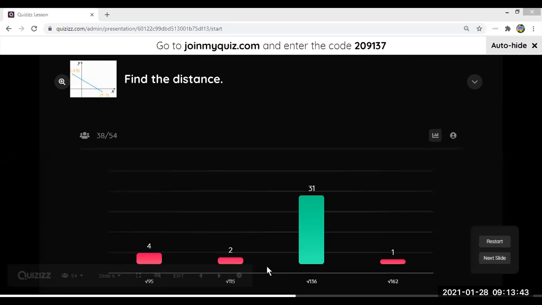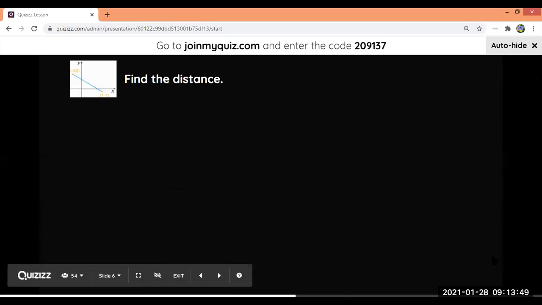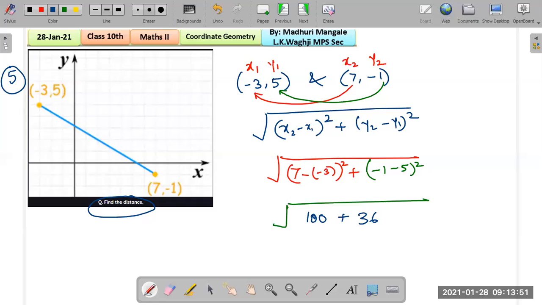Very good, 31 of you have got it right. Fantastic. Let us move to the next question now. So here 100 plus 36, that gives us root of 136.